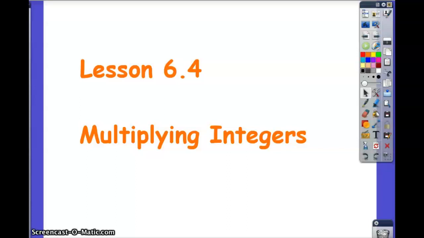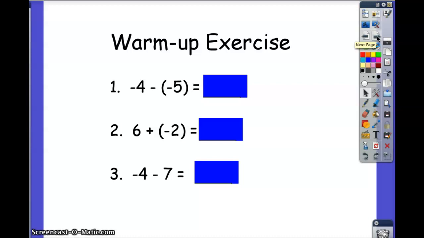This is lesson 6.4, multiplying integers. First, let's do a few examples of our two previous lessons on adding and subtracting integers.